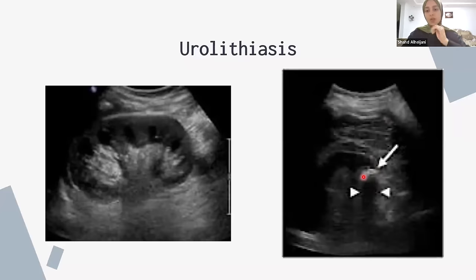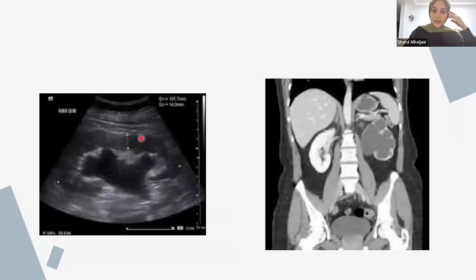Because if you do an ultrasound, you can see here the stone is hyperechoic, because in ultrasound we said we use hyperechoic, hypoechoic, and with posterior shadowing. So this is for urinary fluorescence. Now, in this case, you can see CT and again the sound. So here, what do you see?